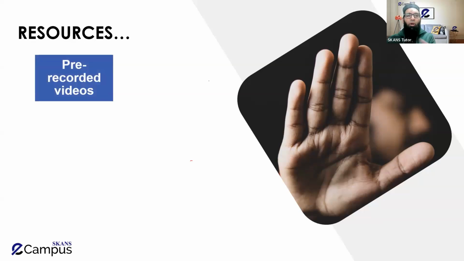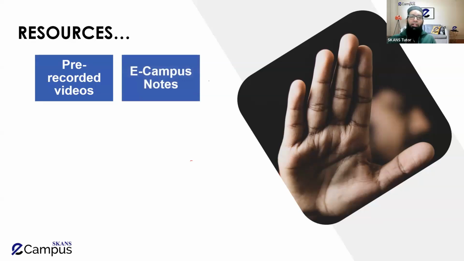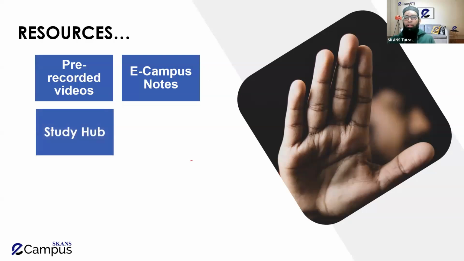First of all, it is the pre-recorded videos that we have created for you. Then there are eCampus notes as well. Furthermore, a very important resource is the ACCA Study Hub. It's a very good resource which is prepared by the ACCA body itself. This resource includes the study text as well as the revision kit.